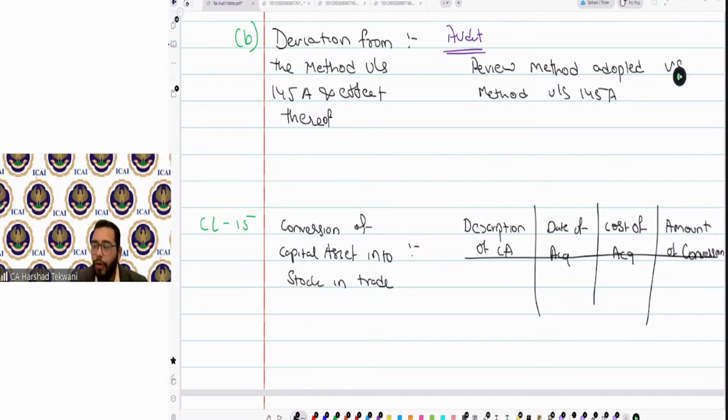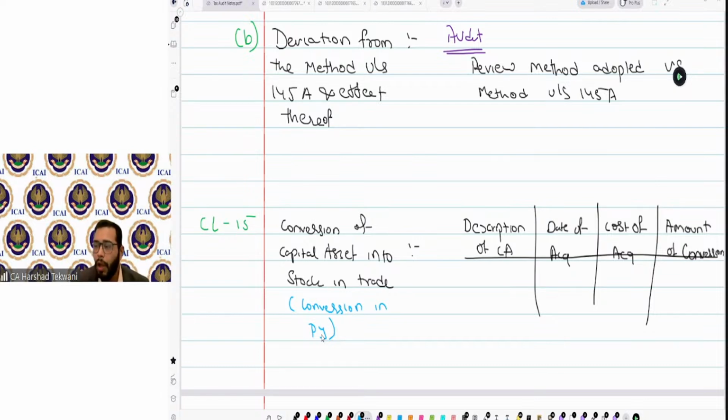Now, how will you identify which asset has been converted? For this purpose, the particulars required to be stated under this clause should be furnished with respect to the previous year in which the conversion has taken place, or the conversion was done. So the date of conversion should fall in the previous year relevant to the assessment year for which the tax audit is being done.